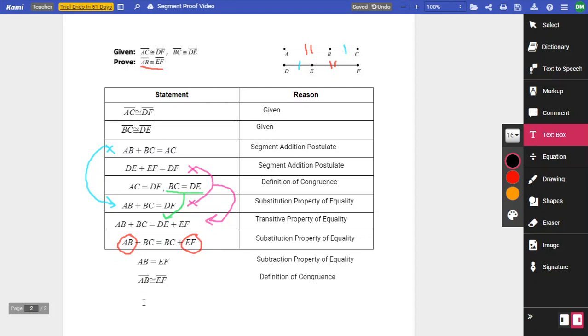It goes both ways. Okay, so there's our first look at a couple of geometric proofs. Make sure you bring me any questions. We'll get some practice on this in class, and I will see you tomorrow.